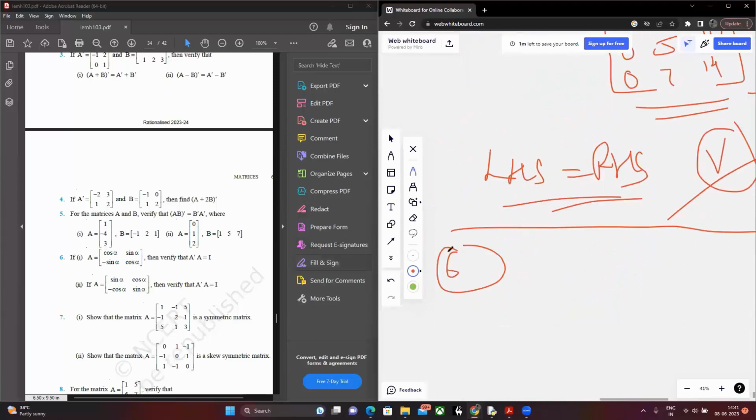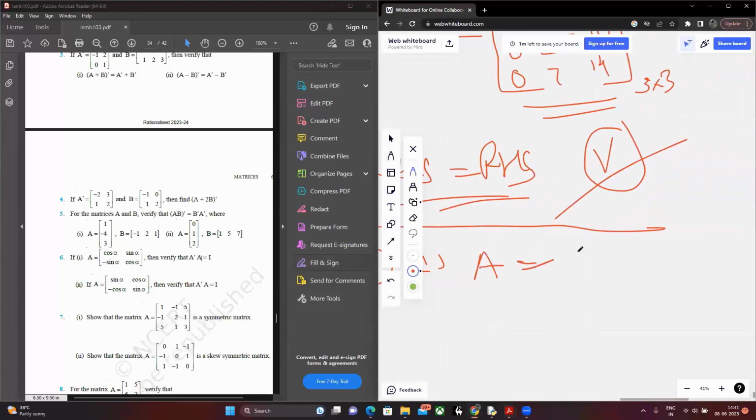That finishes question 5. If A is cos alpha, sine alpha, minus sine alpha, cos alpha, verify that A dash A is going to be I. Note that these kinds of matrices, where the transpose is the inverse, have a special name. I'll figure out what that name is, it will be useful.